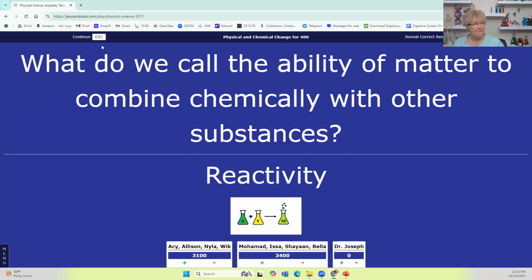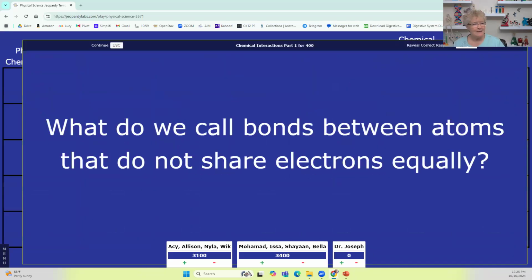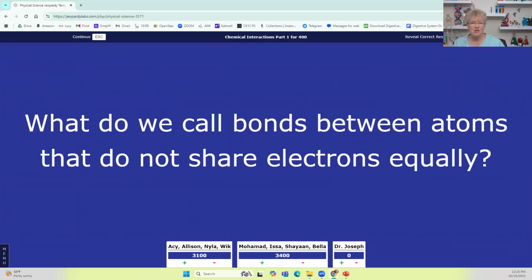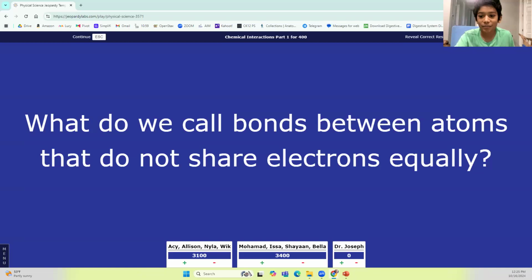Now, AC. Chemical interactions, part 1, 400. What do we call bonds between atoms that do not share electrons equally? I just did this in my test, I should know. It's when you're put on the spot that those things drop right out of your head. They do not share. Wick, is it polar? Yes, polar. Polar covalent bonds. Yeah, that's it.